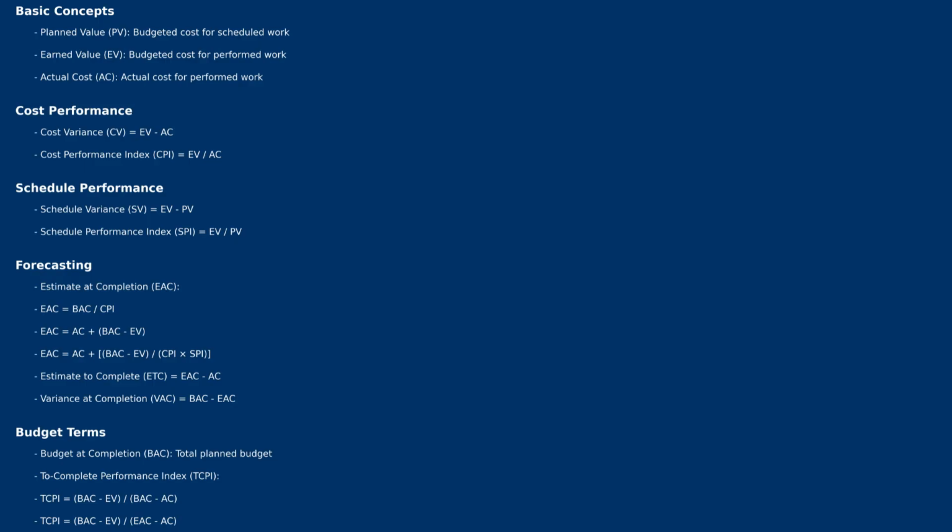What is it that you have planned to spend? That is called planned value. And budget at completion also refers to what you are planning to spend. What is it that you have actually spent? It comes under actual cost. When you talk about forecast, you're trying to forecast what you're going to spend in future. The future spending plan is what you are going to derive based on ETC and EAC.